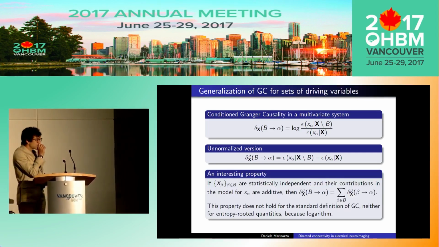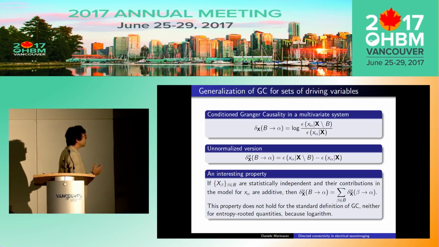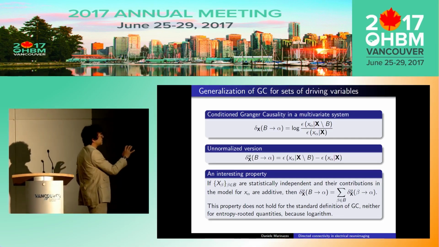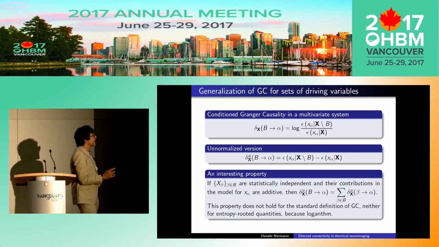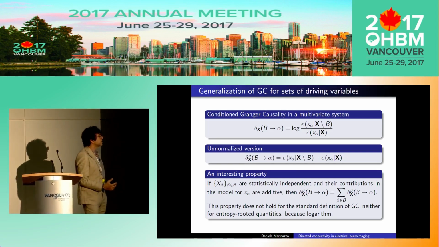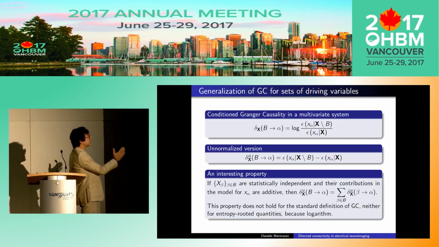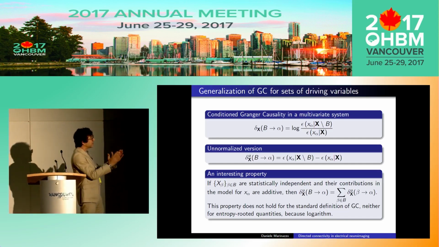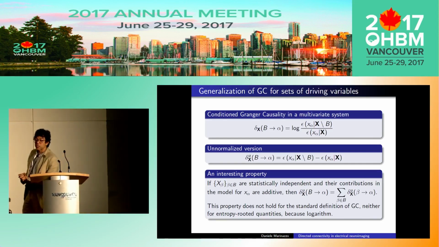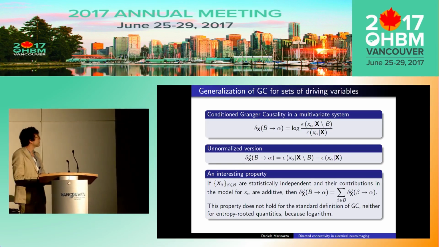And this leads to interesting properties. If the group of variables x, b, beta are statistically independent and their contributions in the model for a target are additive, then we can define exactly the sum of their individual contributions. This property does not hold for the Granger causality definition because of the logarithm.